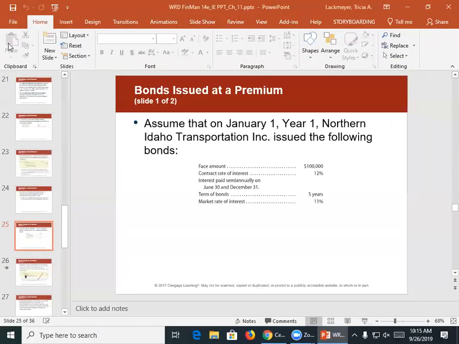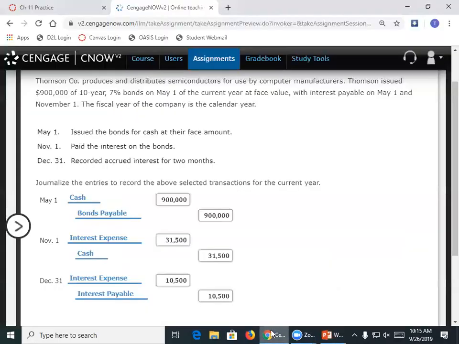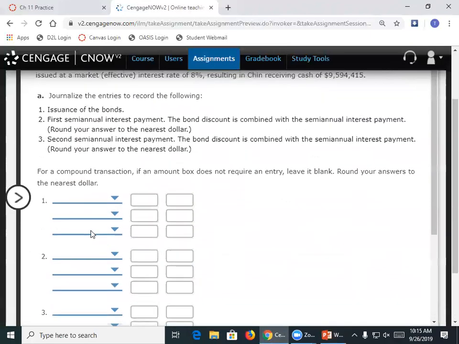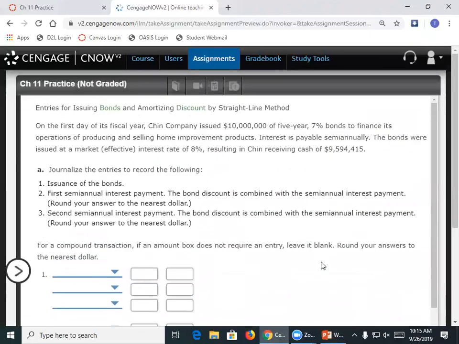Let's go back to the practice. So go back to Cengage, and we're going to go to that second one. And we're going to look at a bond that sold at a discount. Okay. We're going to do one together.